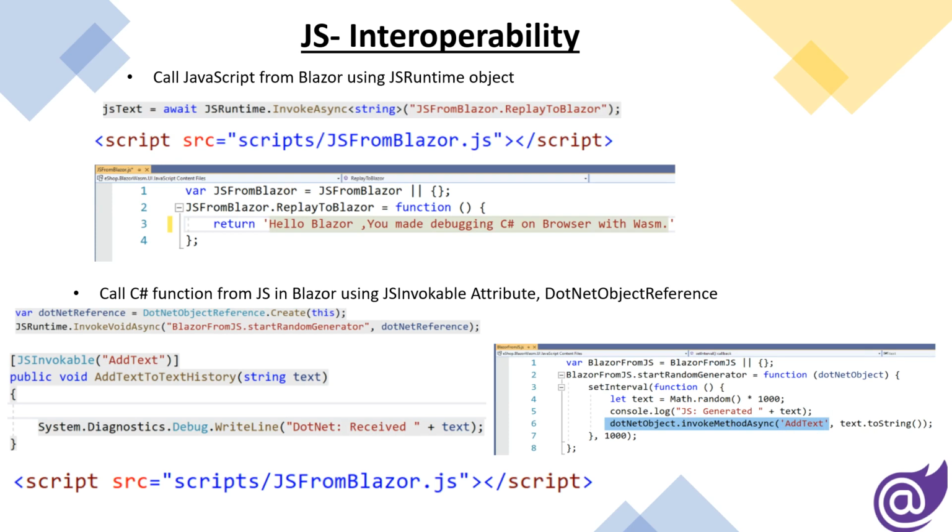Yes, it's exactly the same thing. There is a new framework, bUnit, Blazor unit. It's similar to xUnit. With bUnit you can do unit testing of Blazor components.